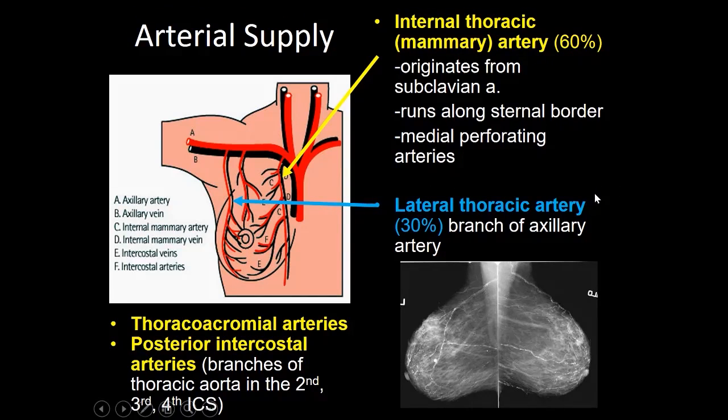Another third of the arterial blood supply to the breast comes from the lateral thoracic artery, which is a branch off of the axillary artery. And then there's a very small amount of arterial blood supply coming from the thoracoacromial arteries and the posterior intercostal arteries. Most of the time, we will not see the arteries on imaging, but if they do calcify, such as on this mammogram, you can actually see the arterial system quite well.